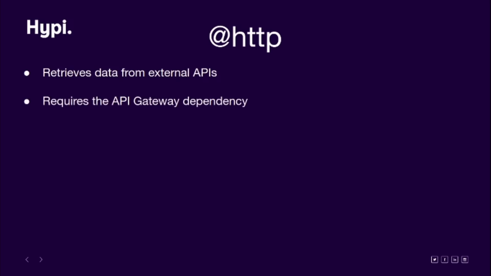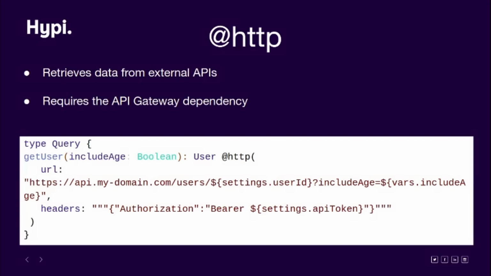Now we shall discuss the HTTP directive, or as per Hypi docs, the API gateway. Hypi's API gateway can be thought of as a middleware that simplifies the integration of your app with other services. To use the API gateway, you must add a dependency to the gateway app. Once you have added a directive to a function, it can be treated like any other function on Hypi. The only thing special about it is that instead of getting the data from the Hypi platform or a serverless function, it will get the data from the HTTP service that you have configured.